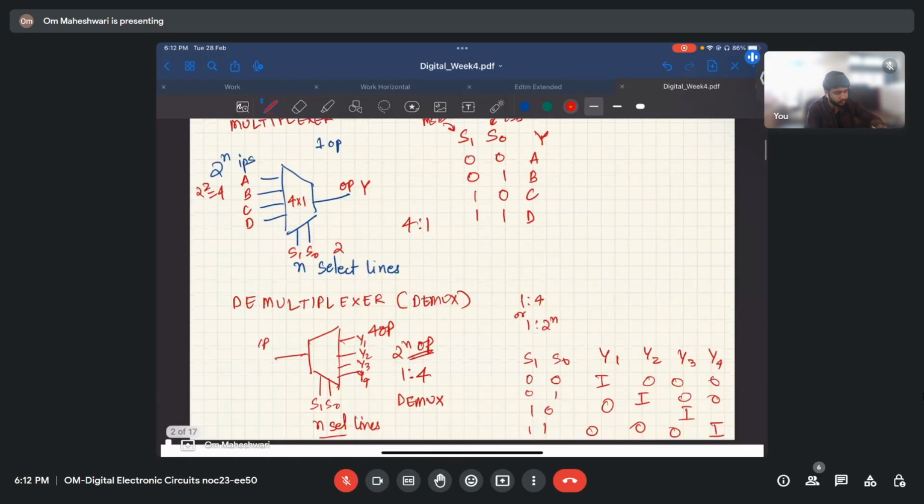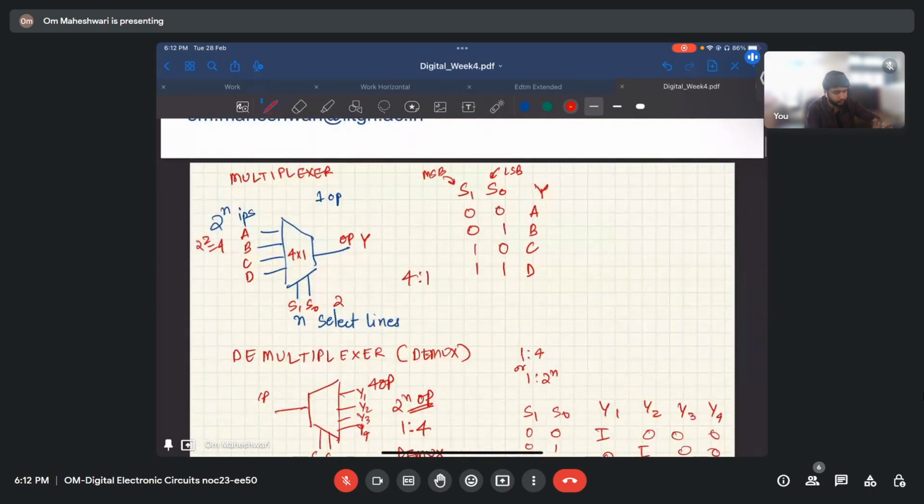I already explained what is mux, so for those who have joined right now, I'll tell again. So this is a mux. It has multiple inputs, 4 in this case, 2 select lines and 1 output. Depending on the select lines S1 and S0, if it's 0 0, then A will pass to the output. If it's 0 1, this will pass, 1 0, this will pass, 1 1, this will pass. So this is simply a mux.